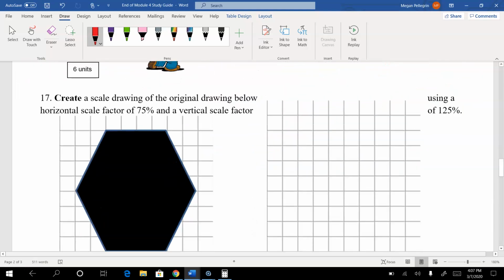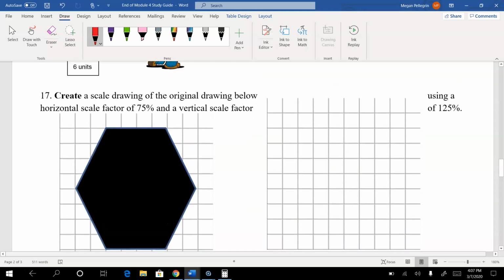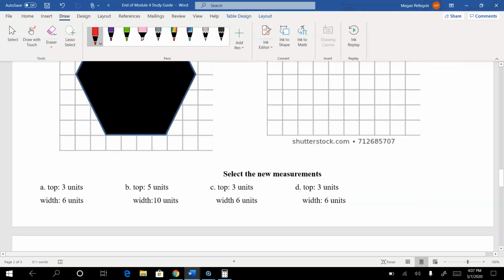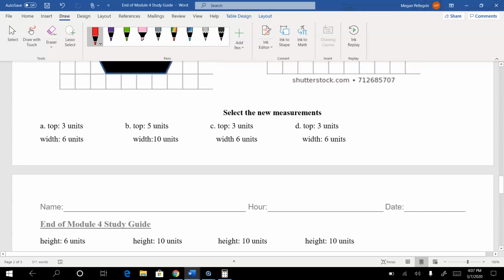And number 17, create a scale drawing of the original drawing below, horizontal scale factor of 75% and a vertical scale factor of 125%. Hopefully that's not like that on yours, and it's just like that on mine. Whoops, thought I had fixed that. So horizontal scale factor of 75. So horizontally, we can see our measurements that we're going to do. Yeah, it is fixed on yours. We're going to do the top, the width, and then the height will have to be our vertical.